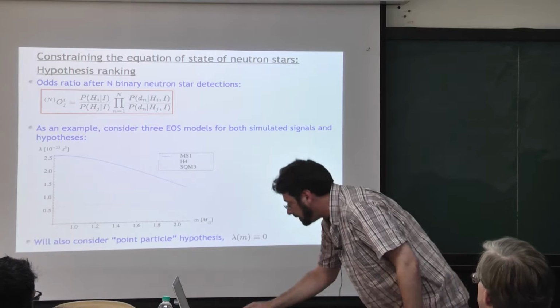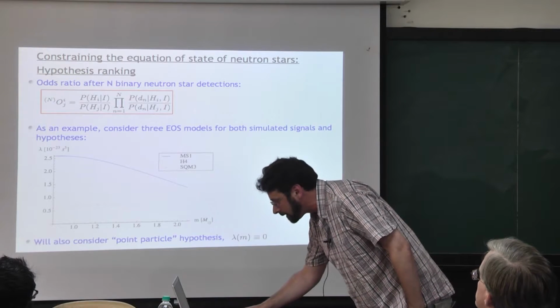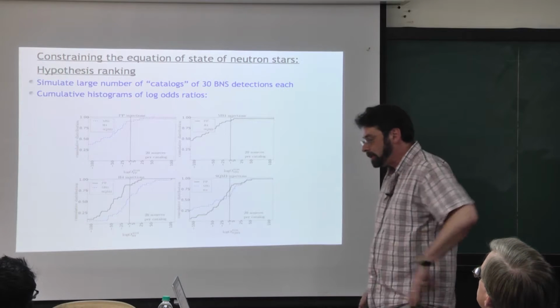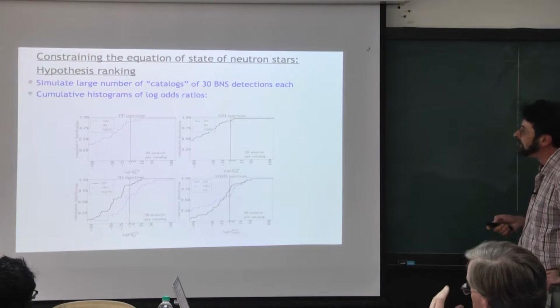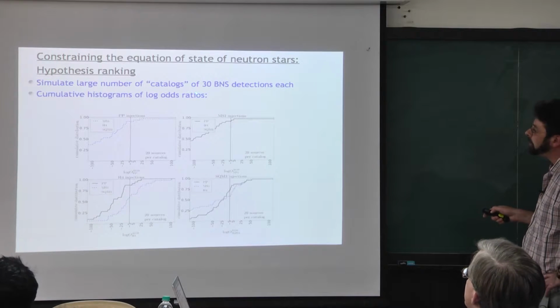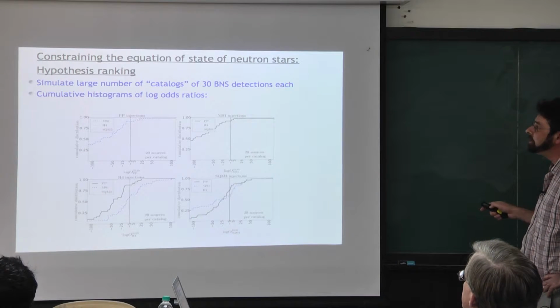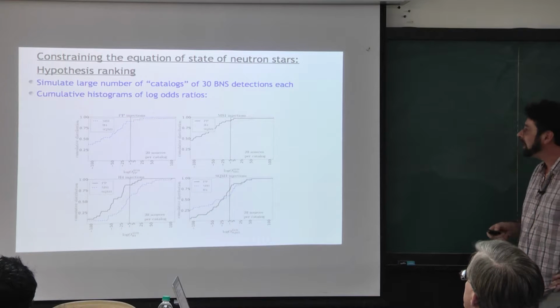Okay. So these are the three equations of state we will be considering, plus then that point particle idea. And so, what am I showing here? First of all, you can simulate a large number of catalogs of 30, for instance, 30 binary neutron star detections each. So what I mean is the following.